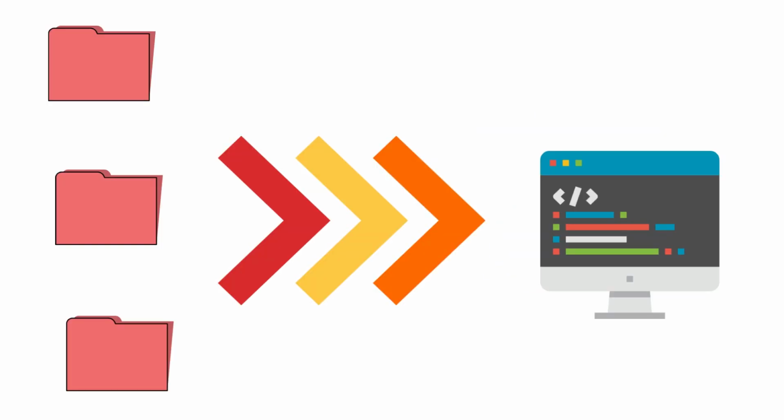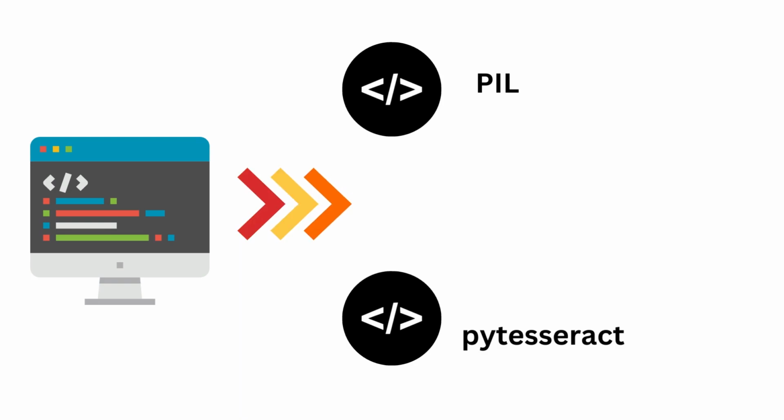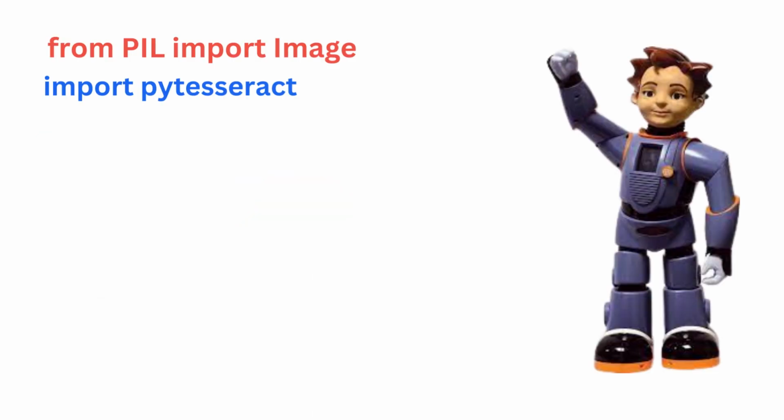Step 2. Importing the necessary libraries. Next, we will import the necessary libraries to our Python script. We will be using the PIL library to open and manipulate the image and the Pytesseract library to extract the text. Type in the following code: from PIL import Image, import pytesseract.